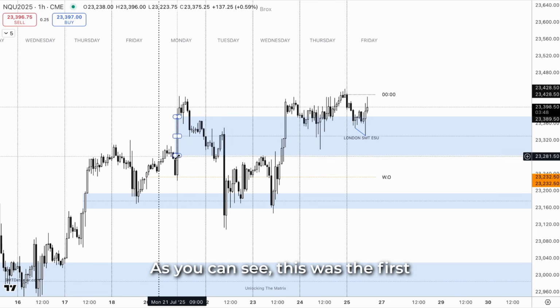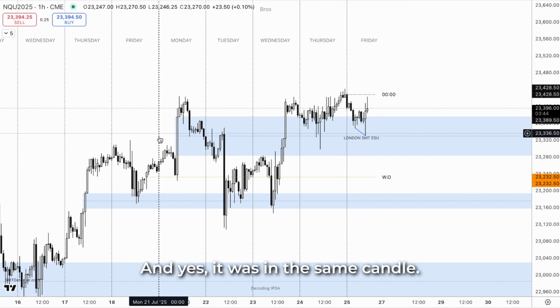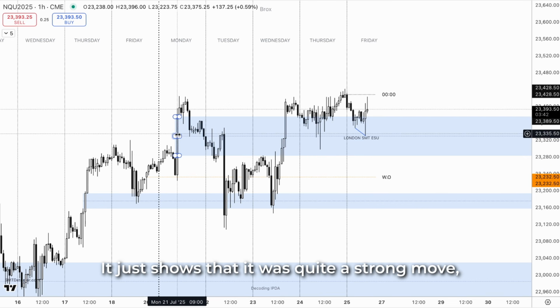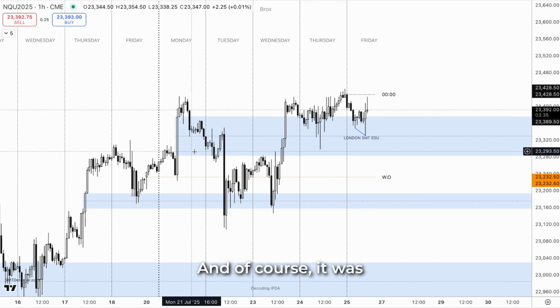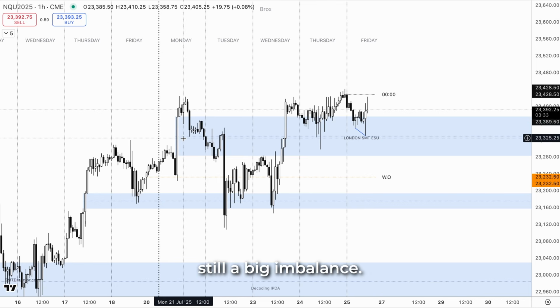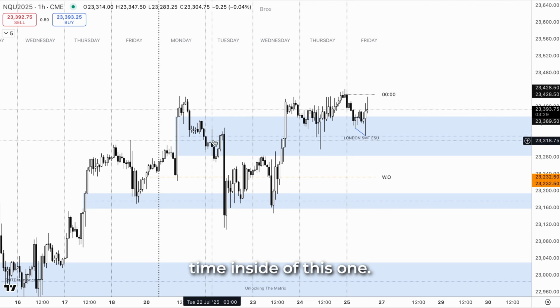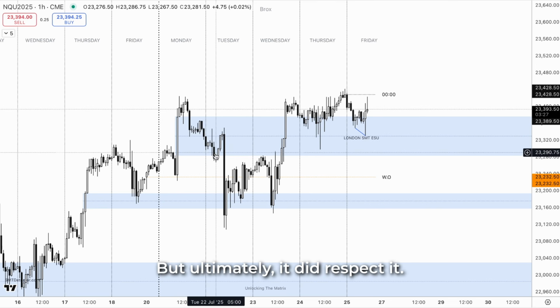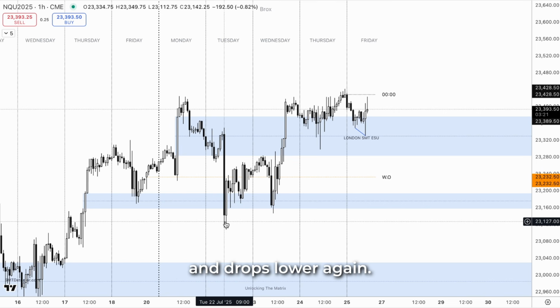As you can see, this was the first imbalance that took out this liquidity. And yes, it was in the same candle. It just shows that it was quite a strong move, but it doesn't matter. We're still going to monitor it. And of course, it was still a big imbalance. So you can see price kind of took its time inside of this one, but ultimately it did respect it, finding support towards the end, goes higher, but then drops lower again.